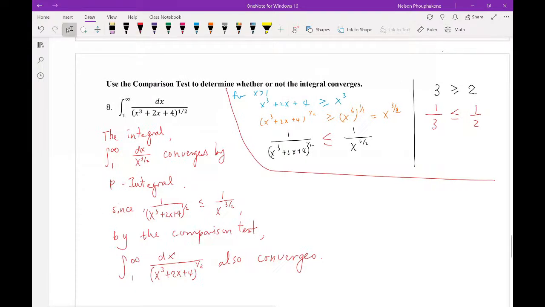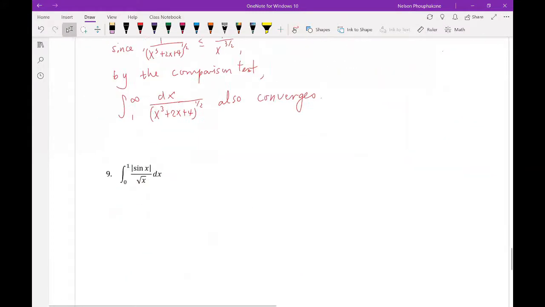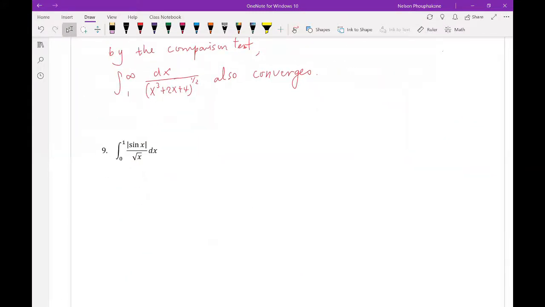Okay, now it is your turn. Go ahead and try this problem. Number 9. So how do we analyze this? We could say that for all x, the absolute value of psi of x is less than or equal to 1. We know this, of course, because it is an absolute value, so it is always positive.